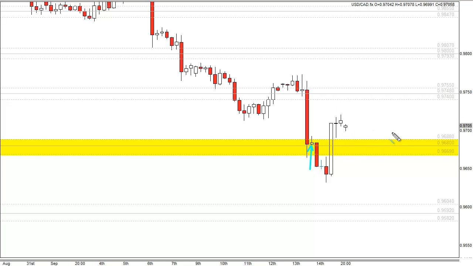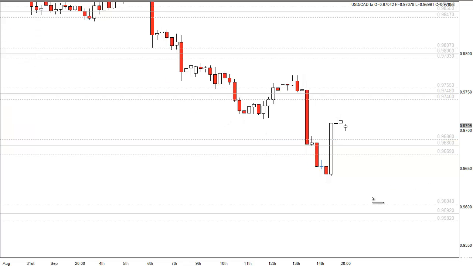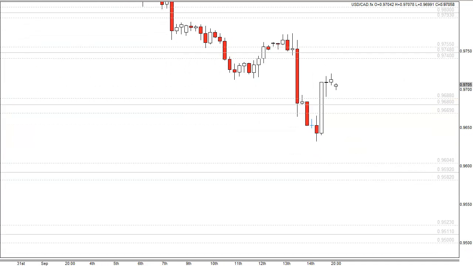It is an area of support. There's probably sellers grouped down here, but I won't be looking to take any bullish reversal trades from it. So let's look a little bit lower than that. Below this level, we have the 0.9580 through to the 0.9600, which is here.